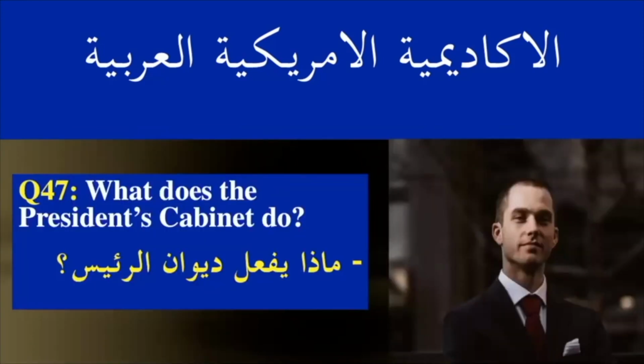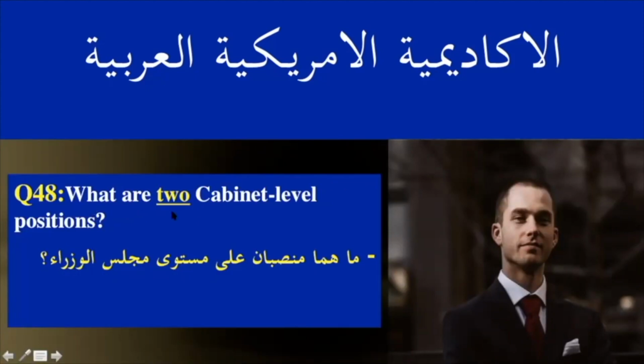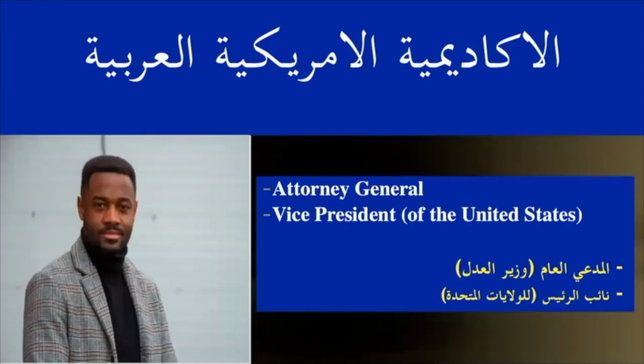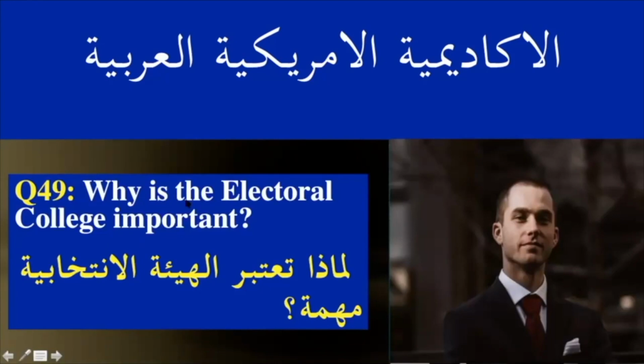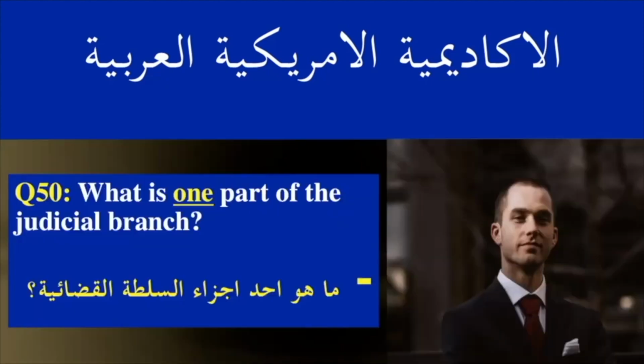What does the President's cabinet do? Advises the President of the United States. What are 2 cabinet level positions? Attorney General, Vice President. Why is the Electoral College important? It decides who is elected president.